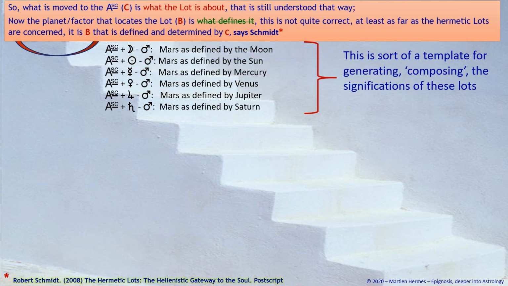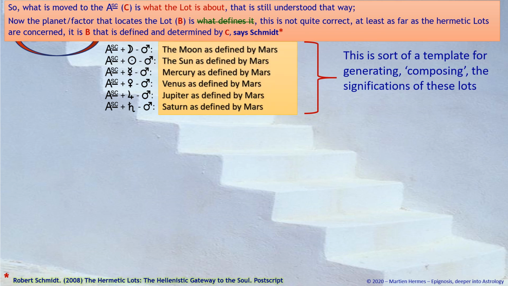As I stated in an earlier slide, what is moved to the ascendant? Okay, we're still talking about Mars in this case, but now the planet that locates the lot, the planet B, is not the one that defines it, but it's the one that is determined and defined by the planet Mars in this case. So Mars determines the moon, Mars defines the sun, and not the other way around. It's not that Mars is defined by the moon, but the moon is defined by Mars, etc.